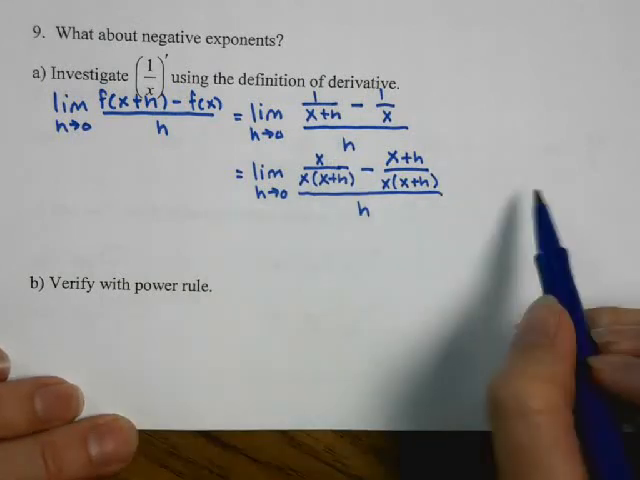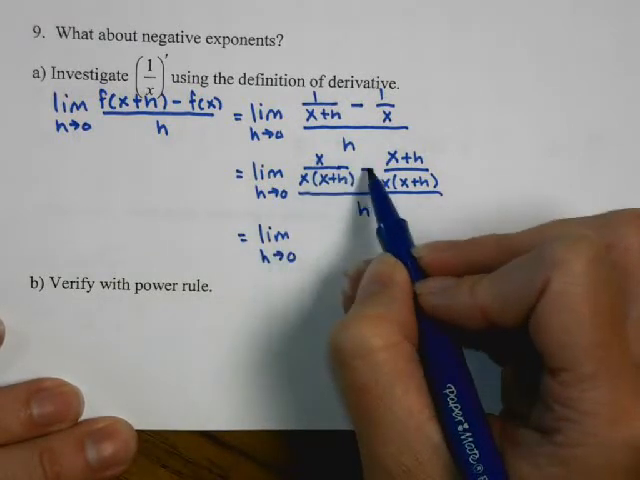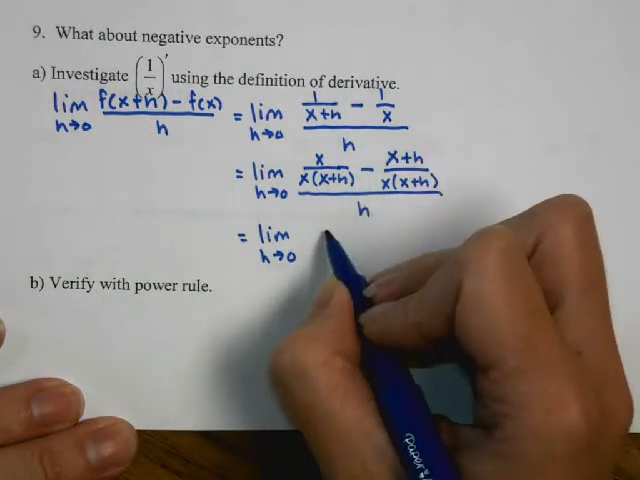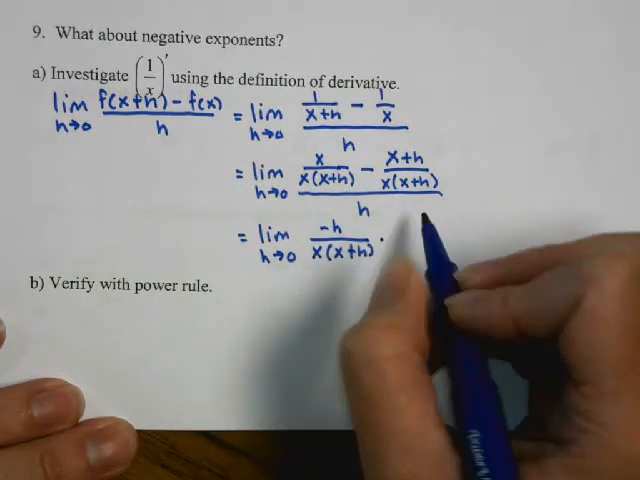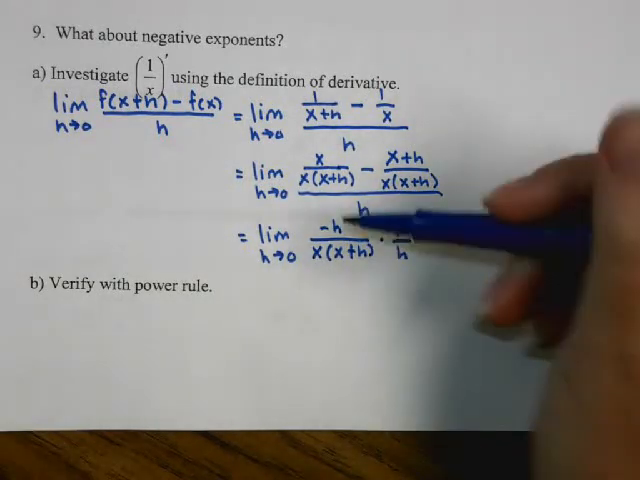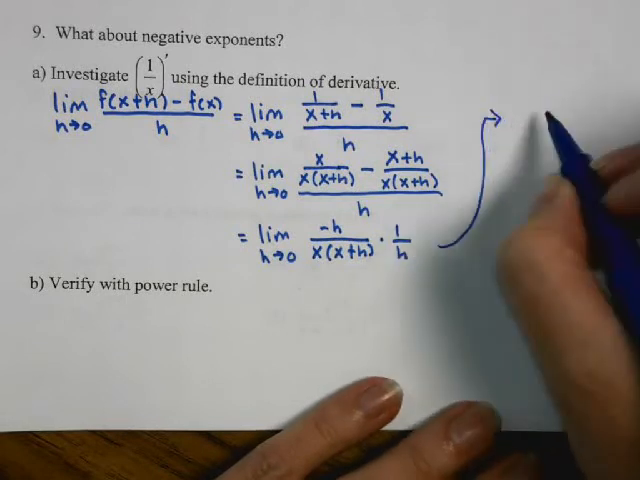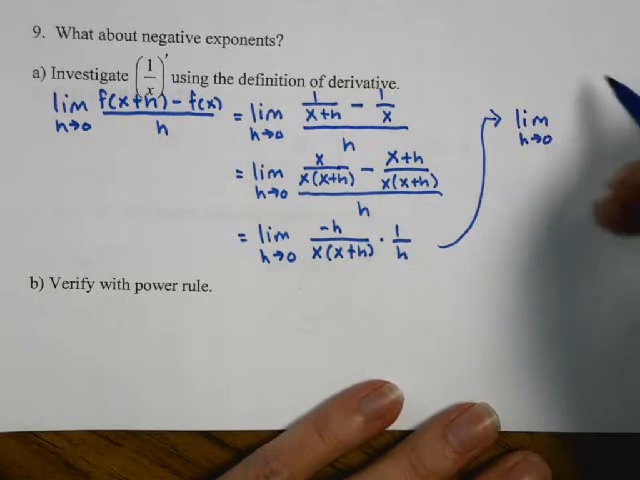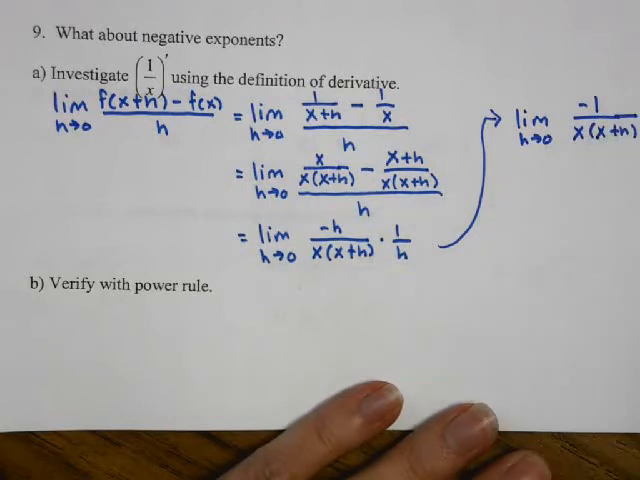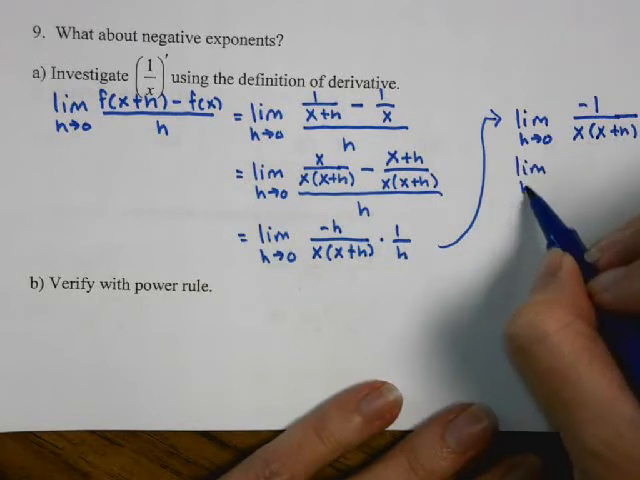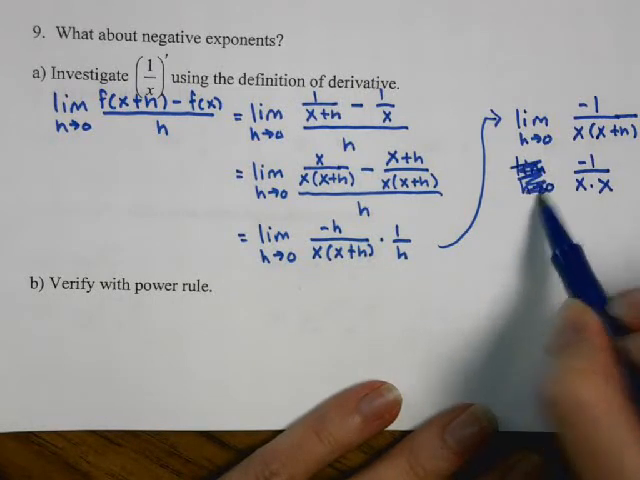Okay, if I combine this now, the top I'm going to have x minus x plus h. So that's going to give me negative h over x times x plus h, times a 1 over h. Okay, so dividing by h is the same as multiplying by that reciprocal. So the h here and the h here cancel. So we're left with a negative 1 over x times x plus h. So as h goes to 0, we're going to have negative 1 over x times x, the limit, which is negative 1 over x squared.